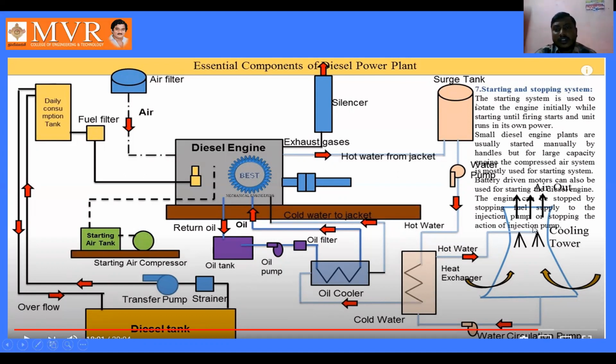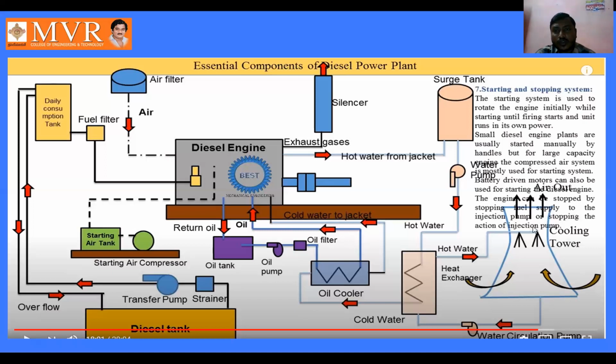The starting system is used to rotate the engine initially while starting, until firing starts and the unit runs on its own power. The starting system, by sending the pressure, rotates the engine initially until firing starts, and then the unit runs on its own power.